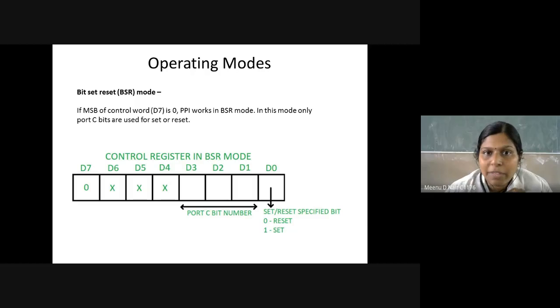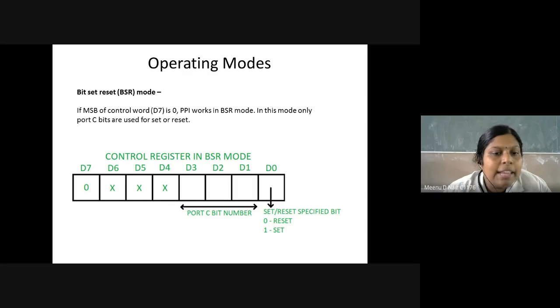So first, what we are going to see is the meaning of a bit set or reset word. This is nothing but the control register. This is an 8-bit register. In this control register, D7 is nothing but your MSB bit. Whenever your MSB bit D7 is equal to 0, this 8255 will act only in the bit set or reset mode.